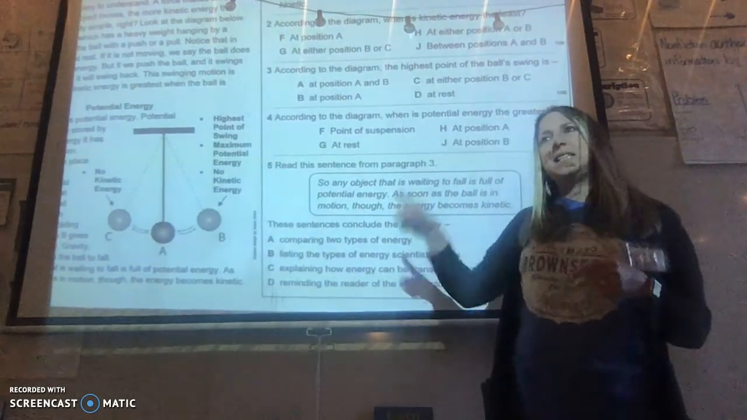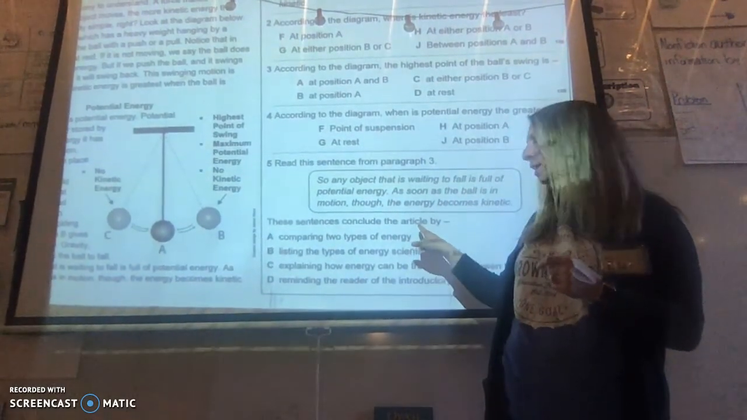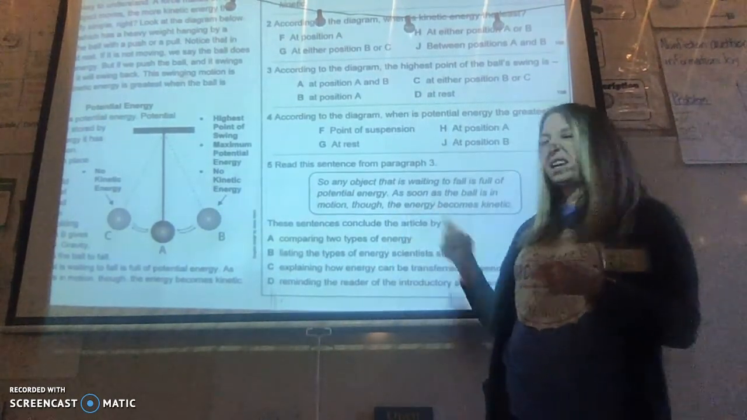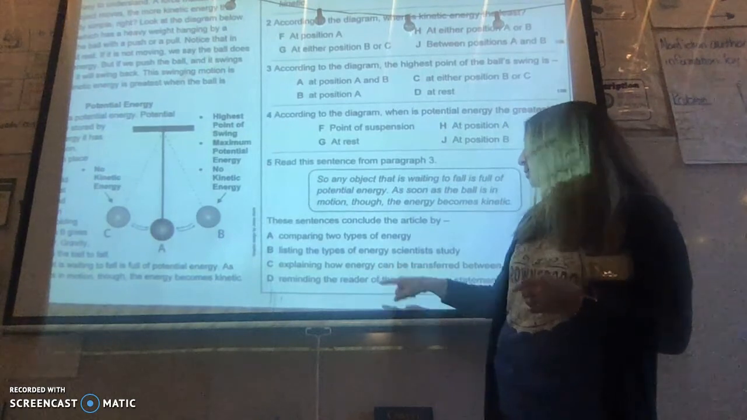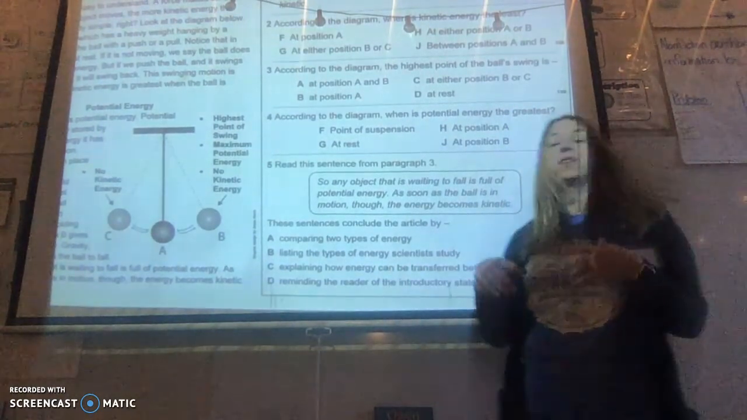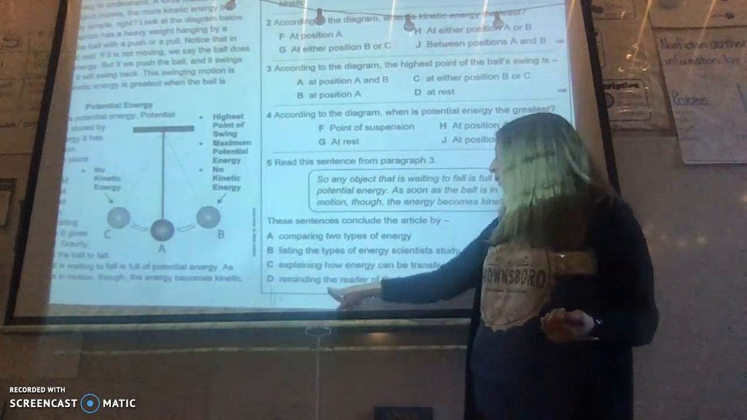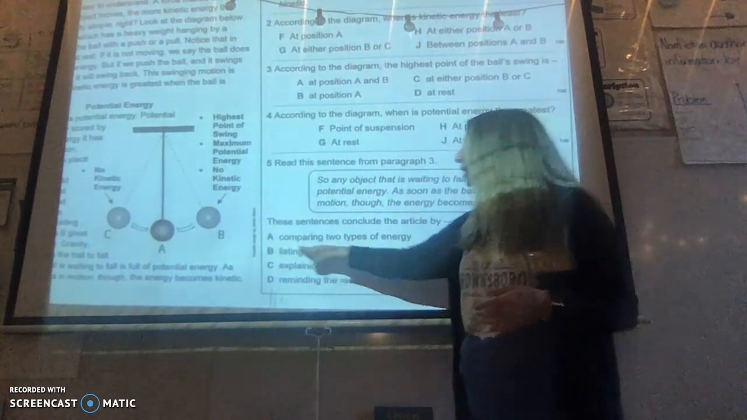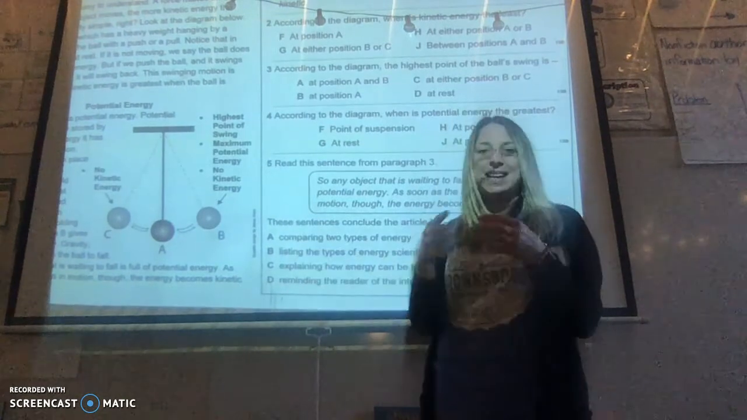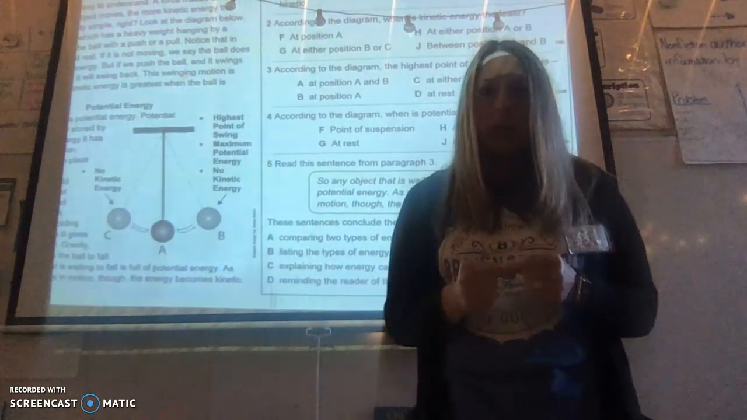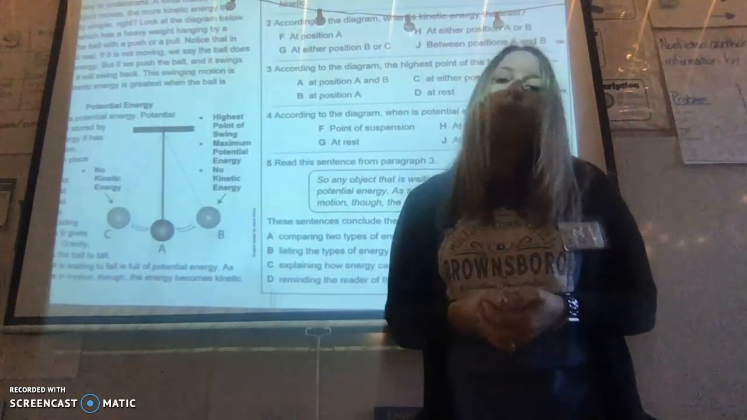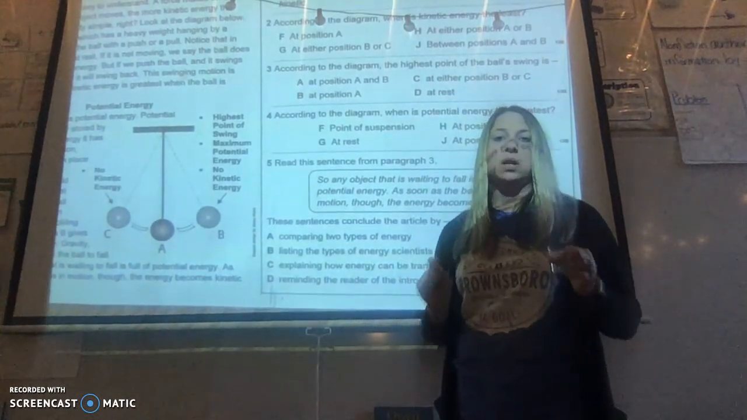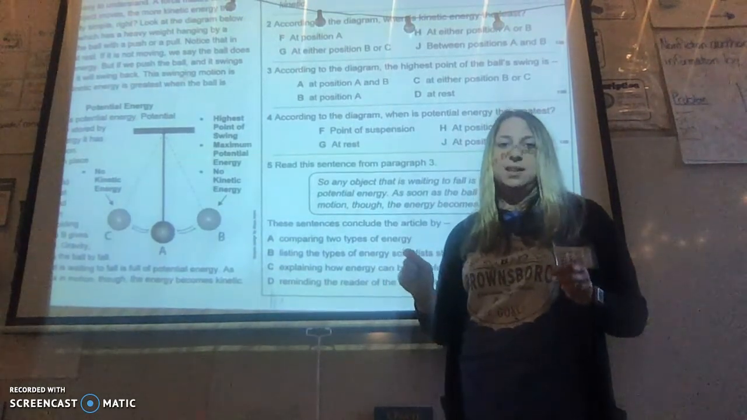Comparing. Okay, did they compare in here? And you're going to think about that and circle those key words. Listing the types of energy. Did they do that in there? Explaining how energy can be transferred. That's describing something, or reminding the reader of the introductory statement. So simply looking at listing, comparing, taking those key words and practicing them. Taking those key words and circling them, marking out the ones that are wrong, circling the ones that are good.